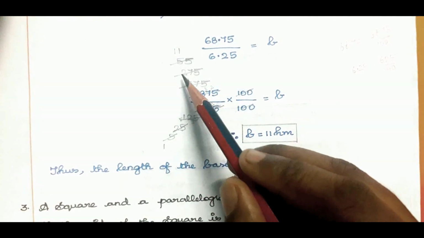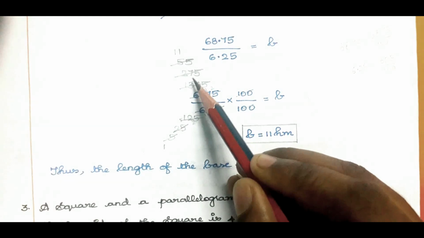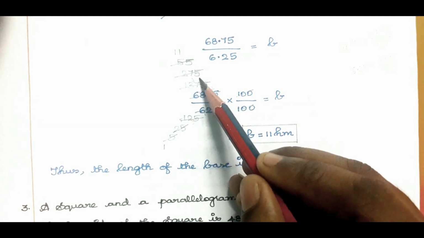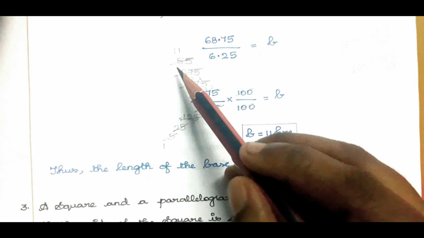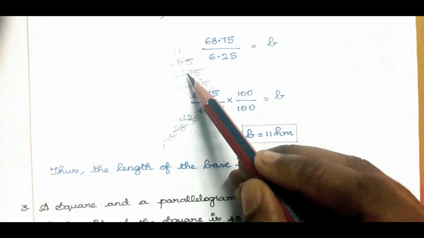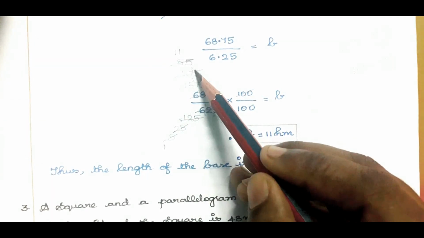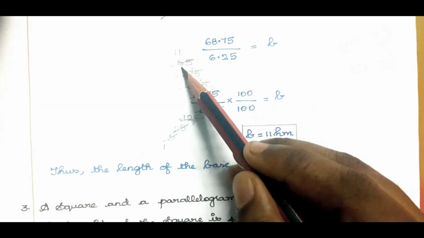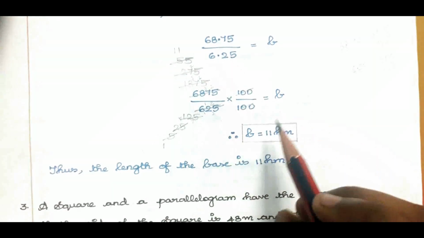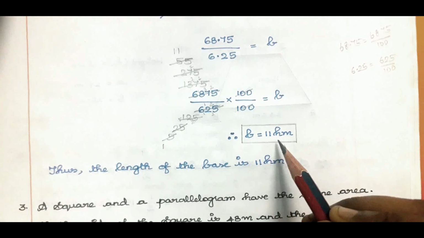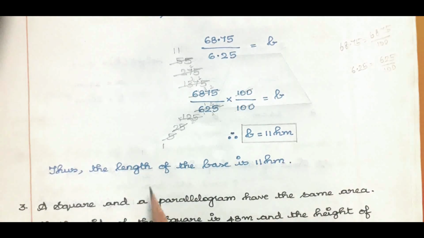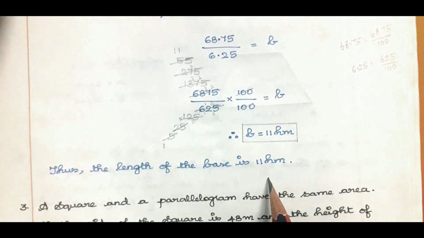The same way here 2 5s are 10, remainder 3, 7 5s are 35, remainder 2, 5 5s are 25. Again 5 5s are 25, remainder 2, again 5 5s are 25. So 1 5 is 5, 1 5 is 5. So we got the answer B is equal to 11 hectameter. Thus the length of the base is 11 hectameter. Clear? Yes.